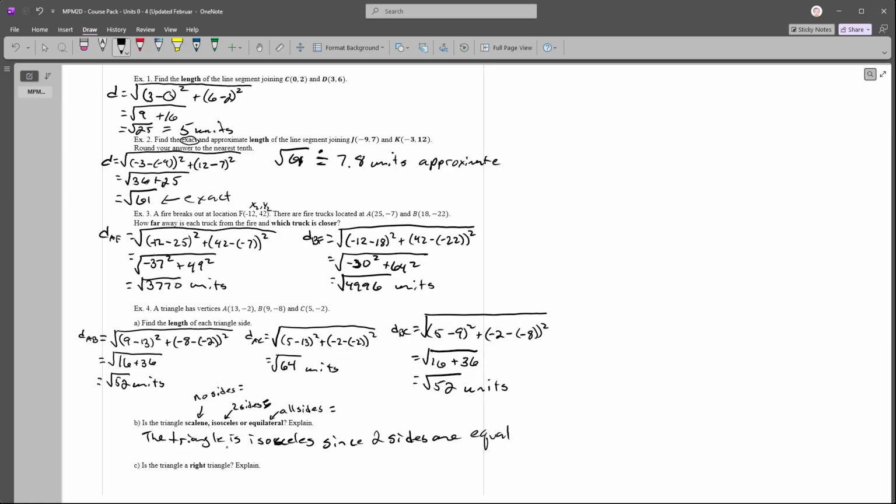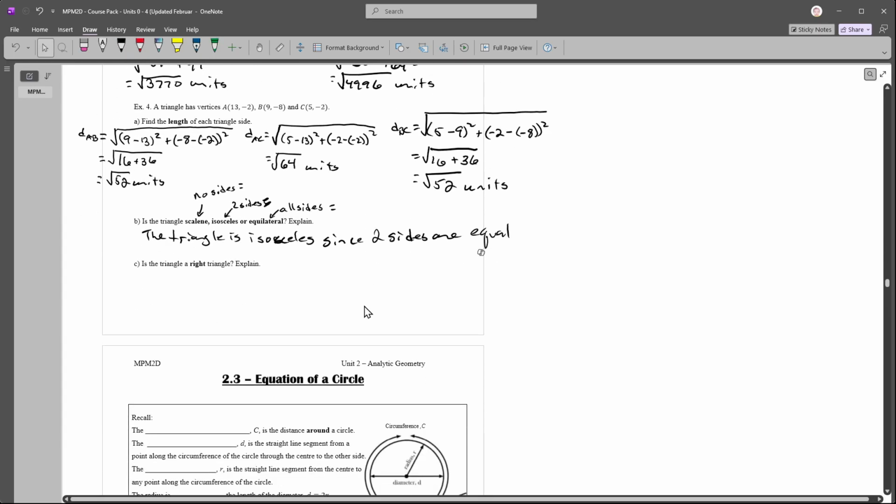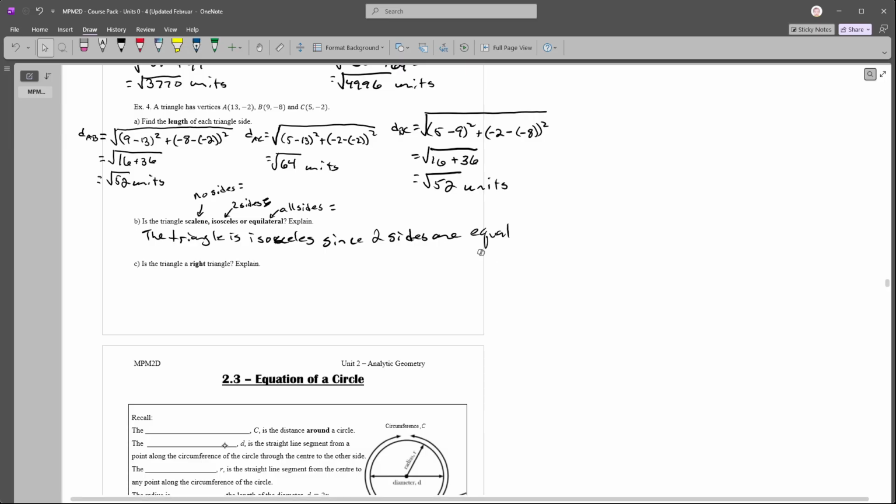Great. Is the triangle a right triangle? Okay, I'm going to scroll down for this one. Is the triangle a right triangle? Don't worry about that stuff. That's the next lesson. Is the triangle a right triangle?